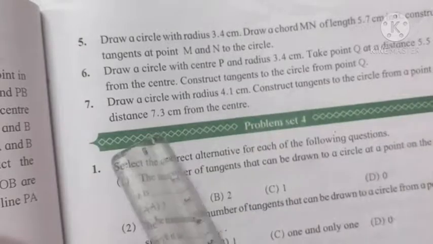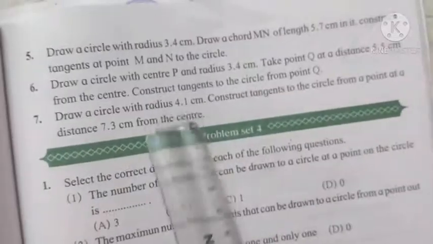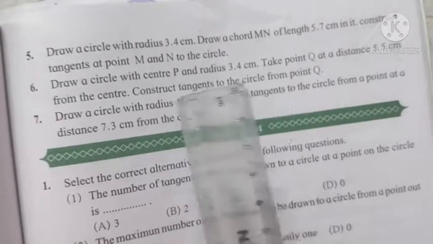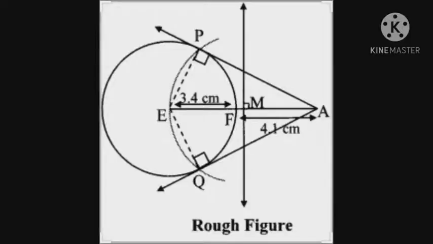Question number 7 is the same as question number 6. Draw a circle with radius 4.1 centimeter. Construct a tangent to the circle from a point at a distance of 7.3 centimeter from the center. This is the rough figure.